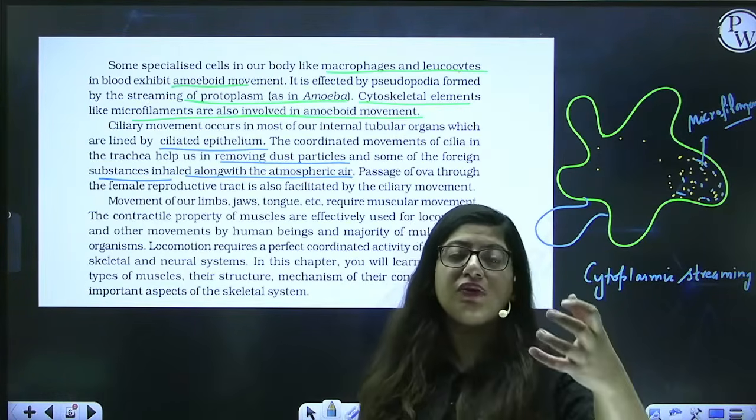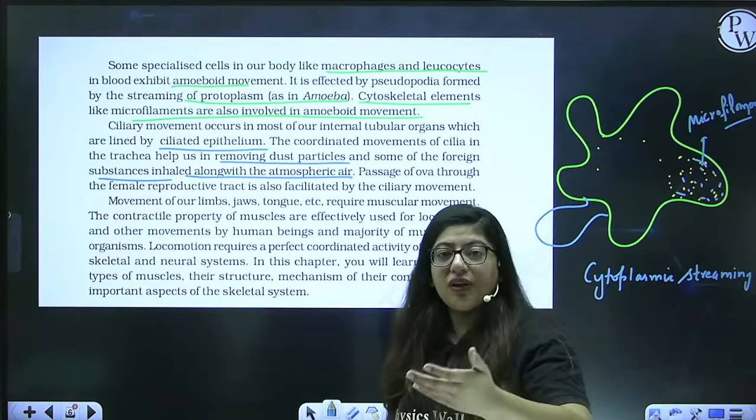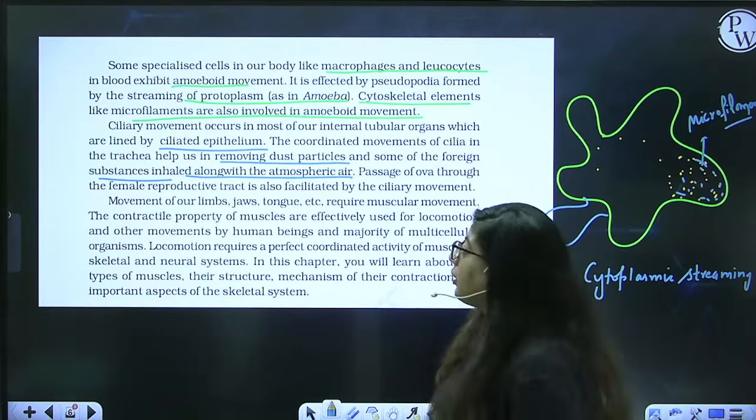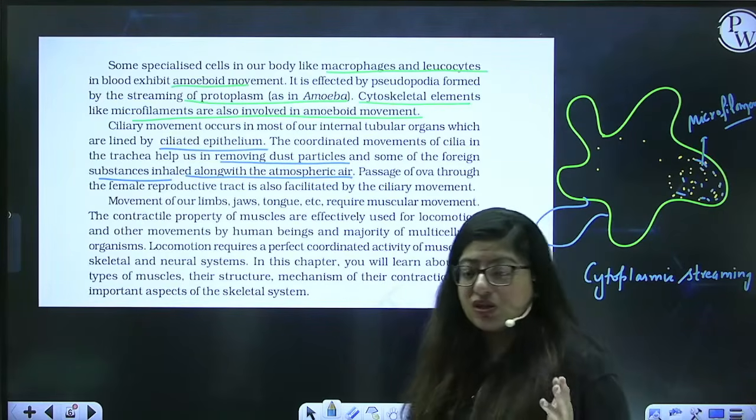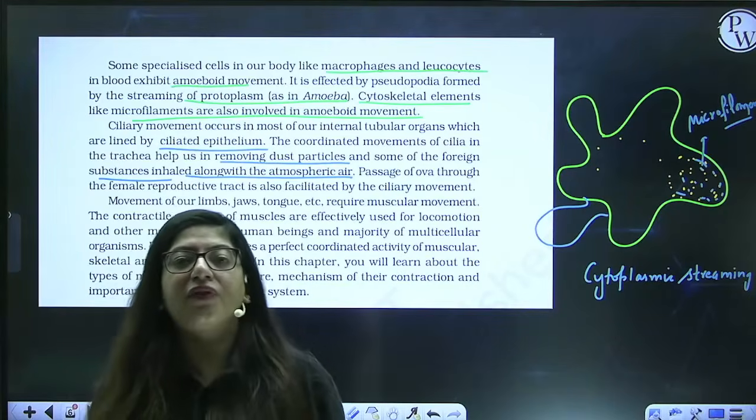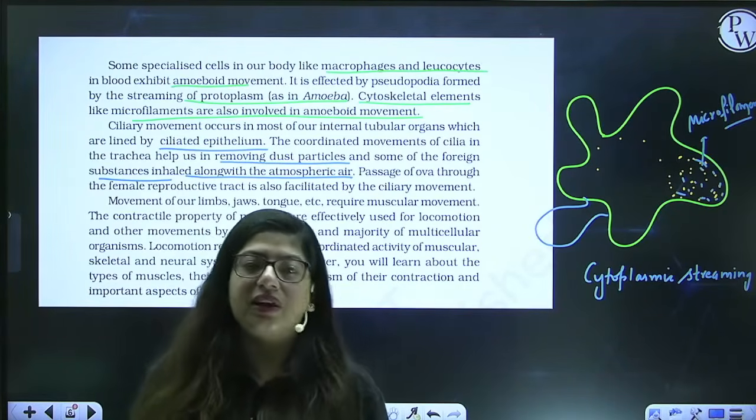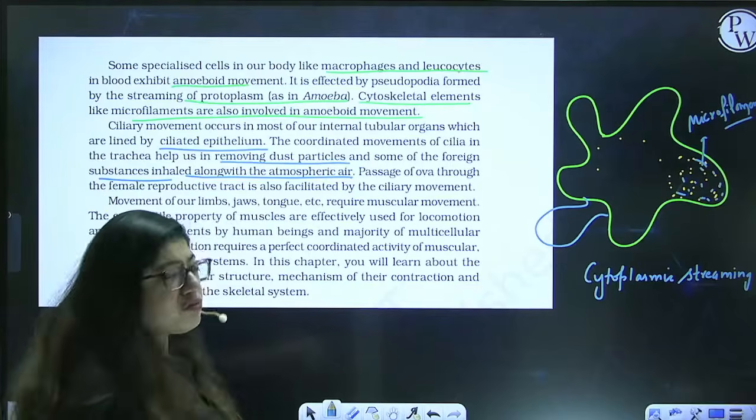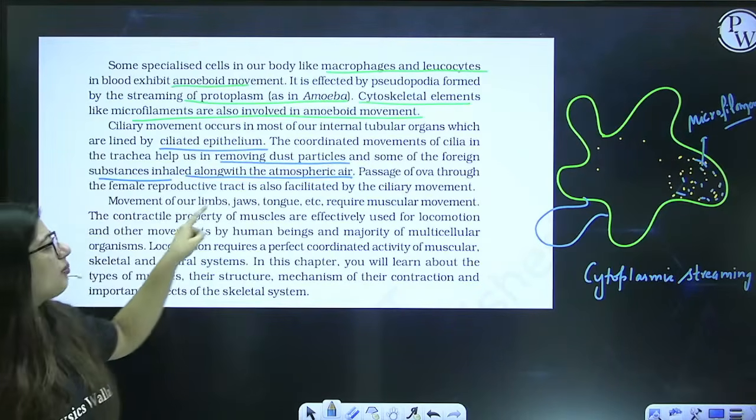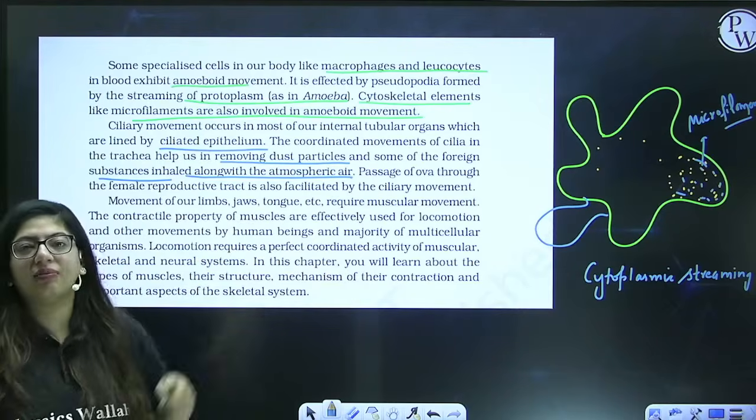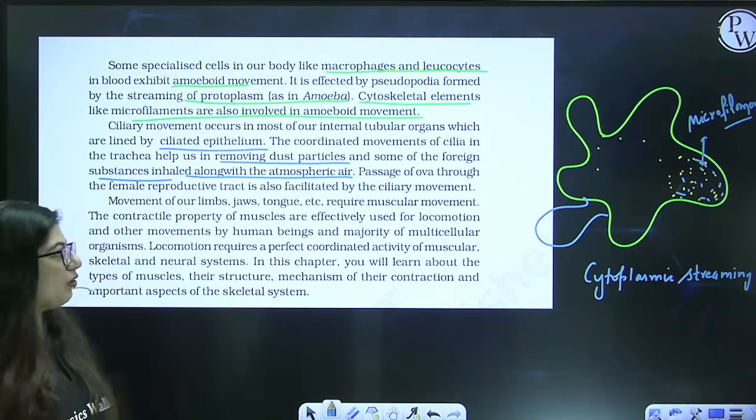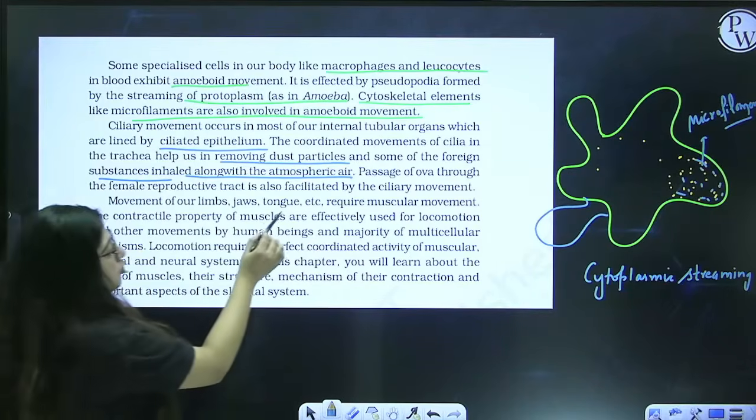you have to remove it out, and for removal of those dust particles, we need to have the cilia over there. People who smoke a lot, their cilia get damaged, and that's why a lot of dust particles can go inside their lungs. Okay, so never ever smoke. This is really bad. Passage of ova through the female reproductive tract is also facilitated by ciliary movement, so ova movement in the fallopian tube. Movement of our limbs, jaws, tongue, etc.